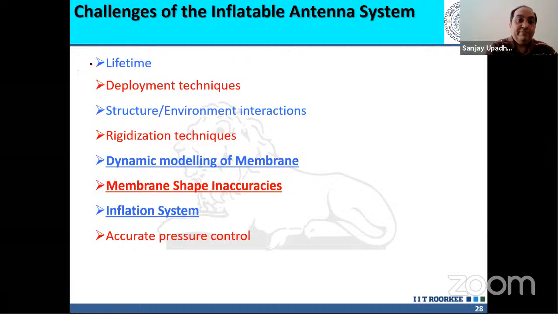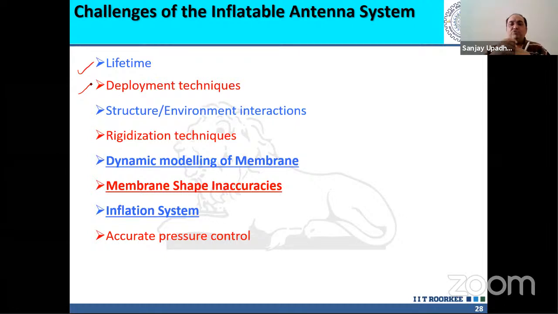Their first is lifetime, how long it will be sustained on orbit. Then the deployment technique, how to deploy, is also much more important. Suppose you open an umbrella. If you observe an umbrella, there are lots of small thin rods attached to the main rods.